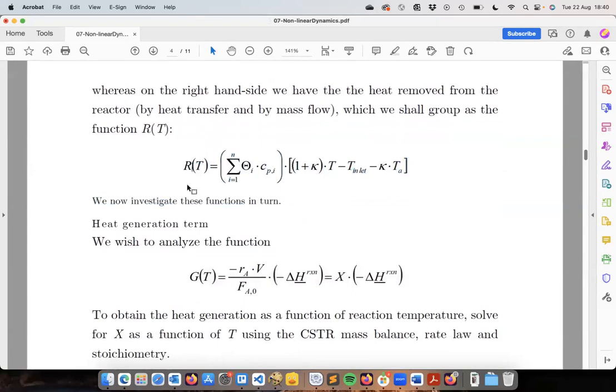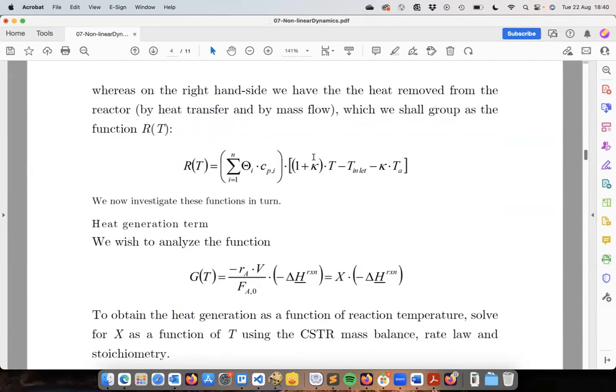And we would like to know how much heat is removed as we consider different temperatures in that reactor. So RT is shown here. And we can see that everything here is a constant, right? Think about the pure A case. Quite often this collapses simply to CPA.